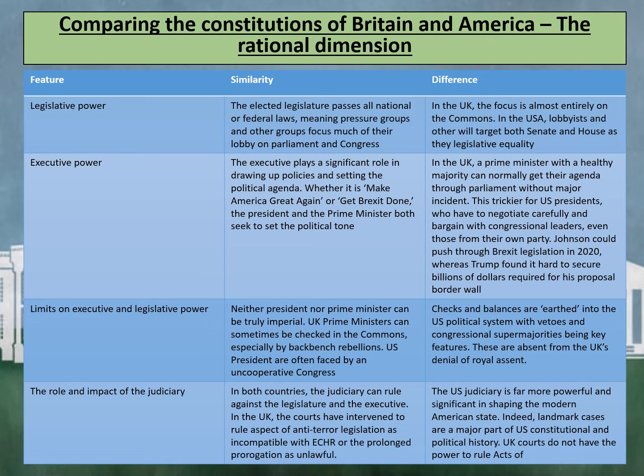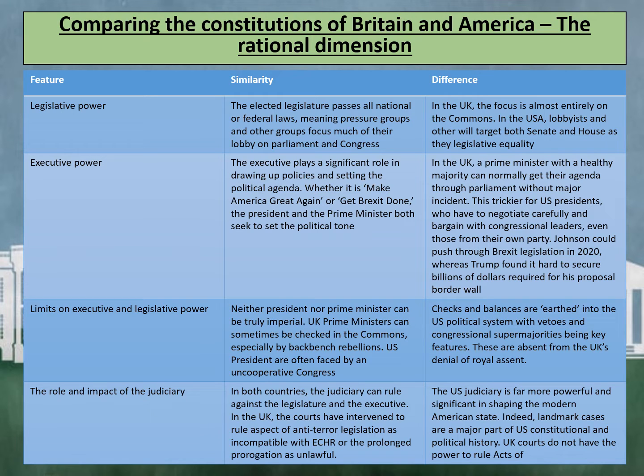Now let's look at the limits on executive and legislative power. Neither President nor Prime Minister can truly be imperial. UK Prime Ministers can sometimes be checked in the Commons, especially by backbench rebellions. US Presidents are often faced by an uncooperative Congress. This demonstrates a similarity between the two. Whereas checks and balances are earthed into the US political system, with vetoes and congressional supermajorities being key features, these are absent from the UK, other than the denial of royal assent, so this shows a clear difference.